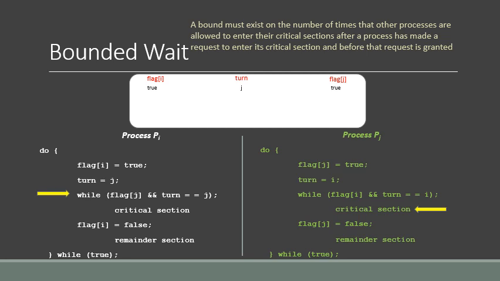When process Pi checks its while condition, it will see flag of j, which is true, and turn is equal to j, which is also true. So it will be stuck in this while loop. However, when process Pj executes its while statement, it will see flag of i, which is true, and turn is equal to i, which is false because turn has been set to j. So it will be allowed entry in its critical section.